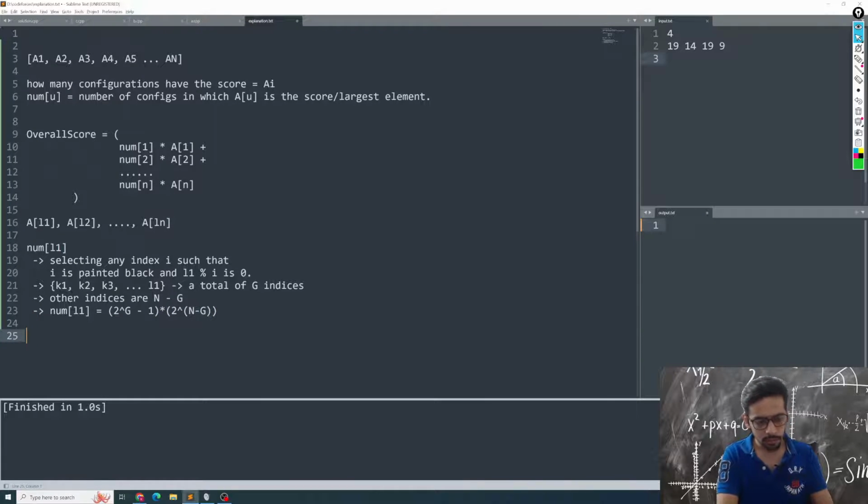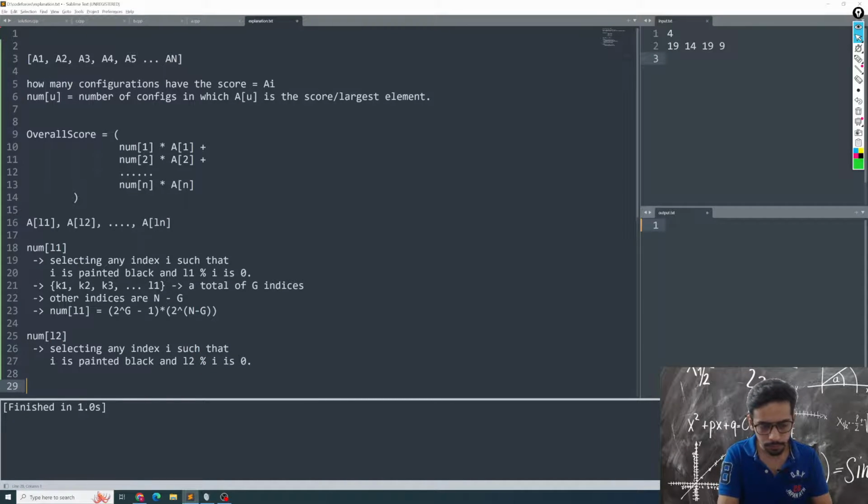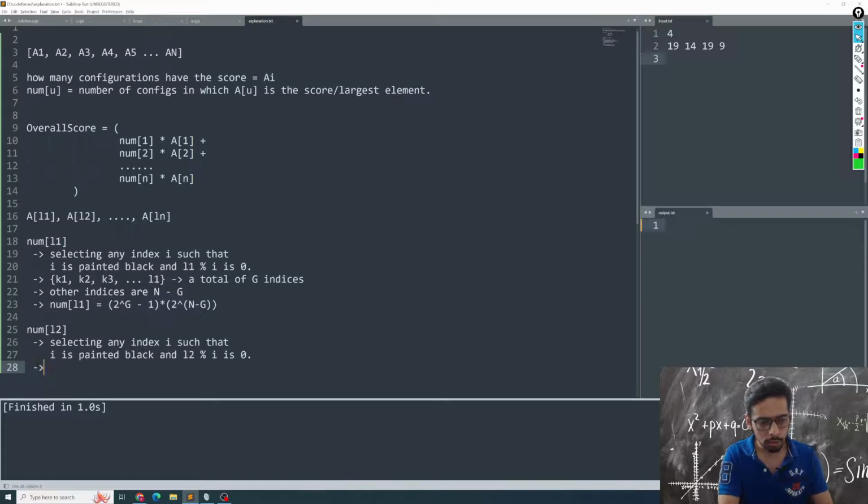That's great. Let's try to find out num of L2. This is going to be slightly hard. Why? Because this still needs to be followed: select any index I such that L2 mod I is 0. But there is one more rule. I should not be painting an index such that L1 modulo I is 0.